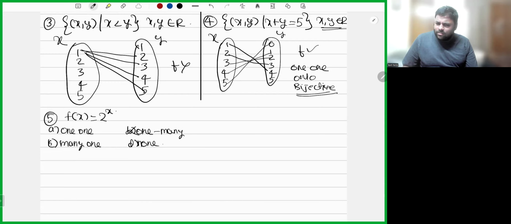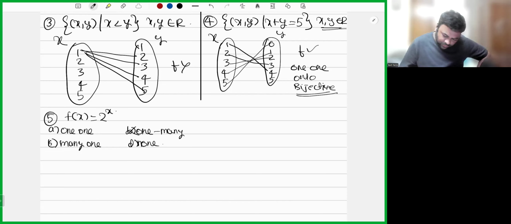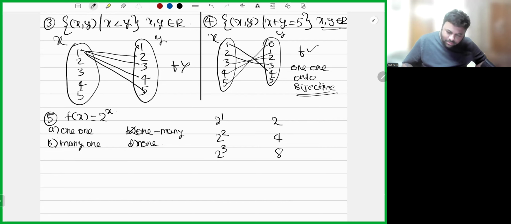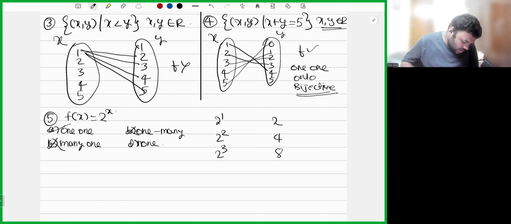Now, is it 1-1 or many-1? If you substitute x as any value, will you get only one answer or multiple answers? 2 power 1 is 2, 2 square is 4, 2 cube is 8. Does this mean multiple answers? No, each x gives exactly one answer, so many-1 can't be the answer. So what is left? 1-1. Every element of x has one solution. That's the reason it is a 1-1 function. Next.